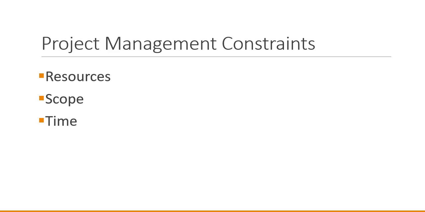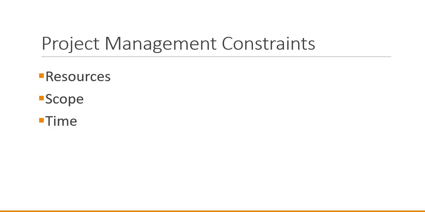Now, three important project management constraints are resources, scope, and time. Resources are referring to, usually resources comes down to money. This can be the people that we have available. This can be the space to work that we have available. This can be, the biggest one would be the funds that are or aren't available for a project.